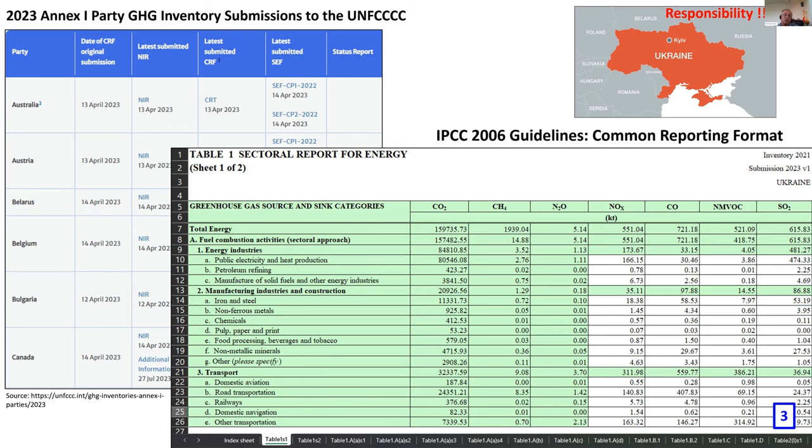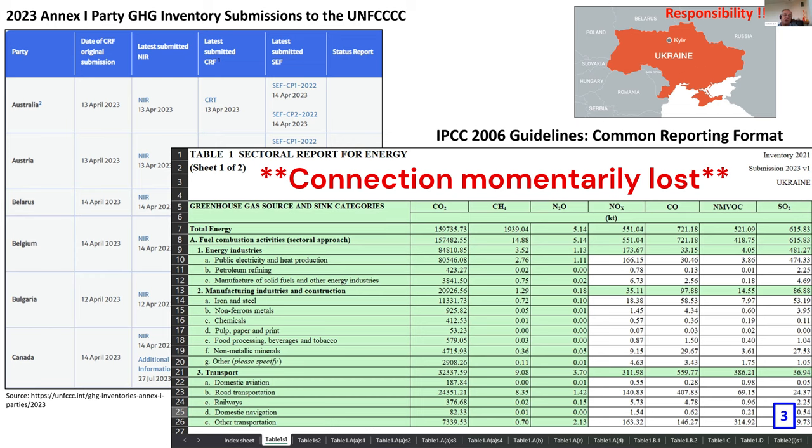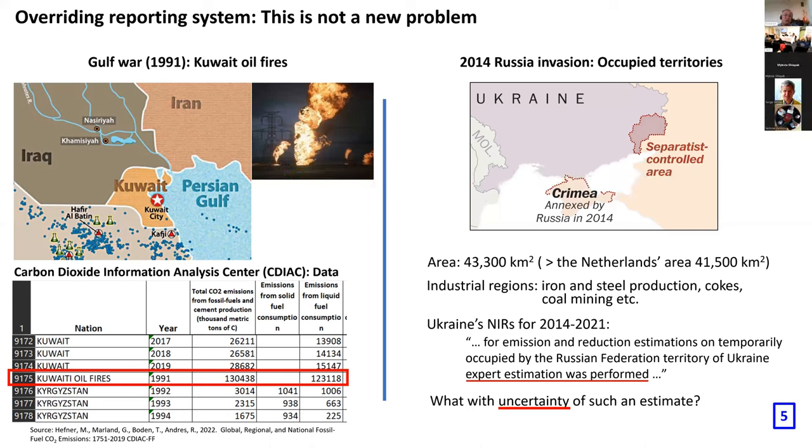But very important here is the war. During the Gulf War, Iraq destroyed and ignited Kuwait oil fields. And there were huge emissions of greenhouse gases from oil fires. The scientists from Carbon Dioxide Information Analysis Center, CDIAC, estimated the total emission for that year, but it was not clear to which country to attribute them, because emissions were from Kuwait territory, but Kuwait was not responsible for these emissions.